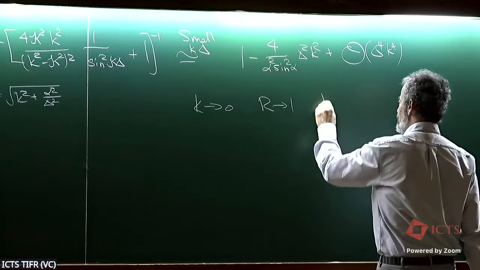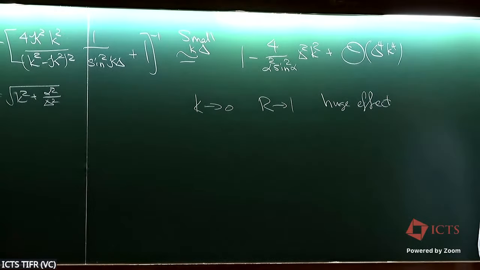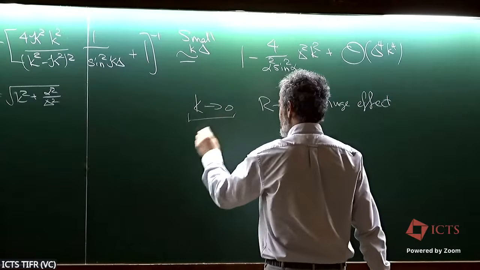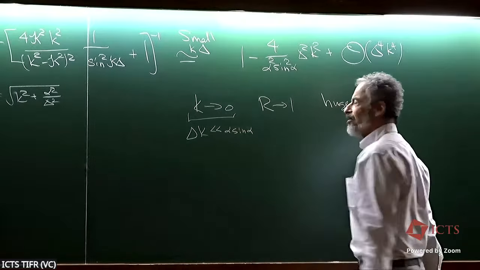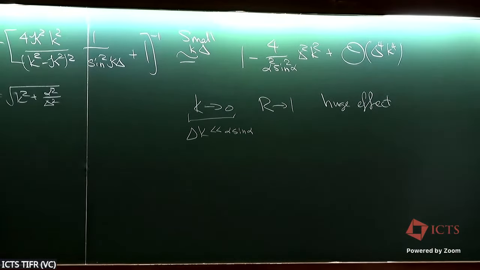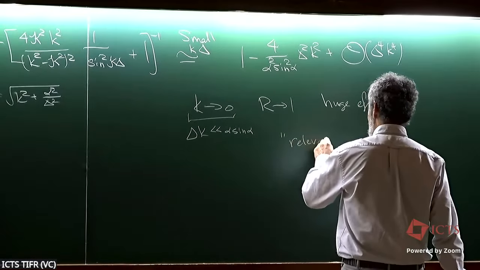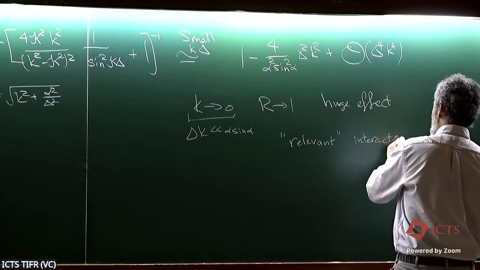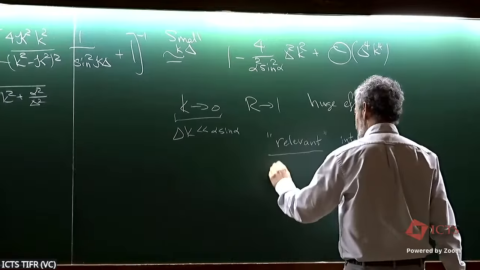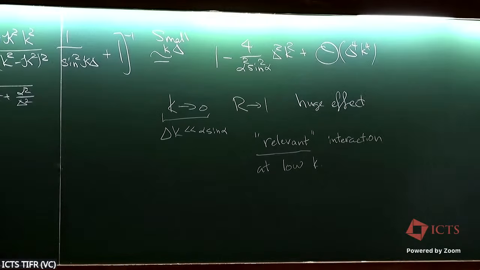So this is a huge effect, no matter how weak. In particular, what I mean by this is that delta k is much less than alpha sine alpha. So as long as alpha is not 0, there's always a low enough k where r goes to 1. So we call this a relevant interaction, to use Wilson's terminology. It is relevant at low energy or low momentum. It becomes more and more important.